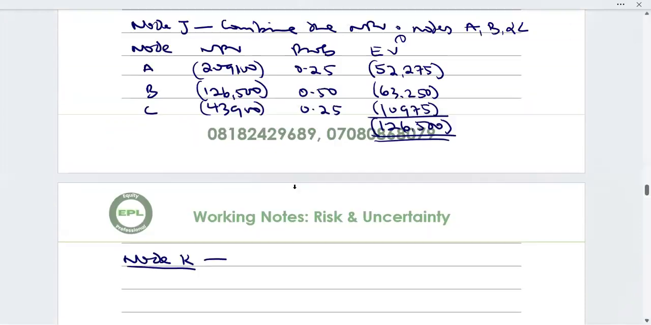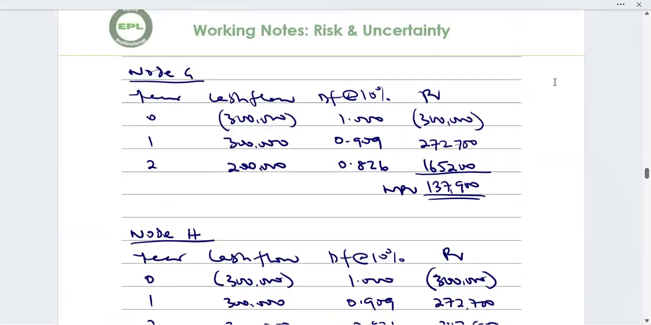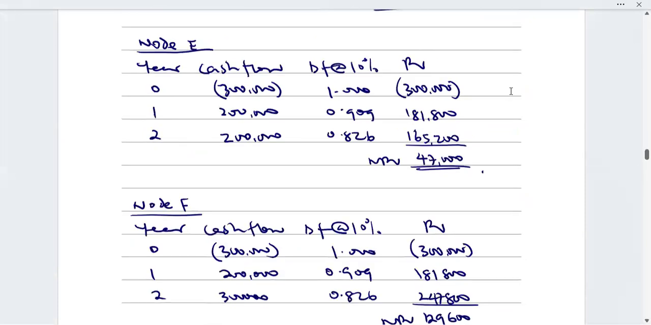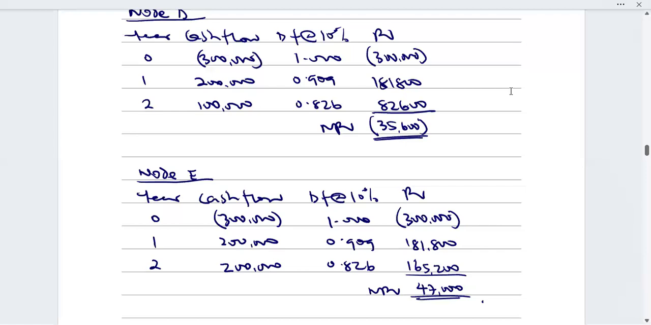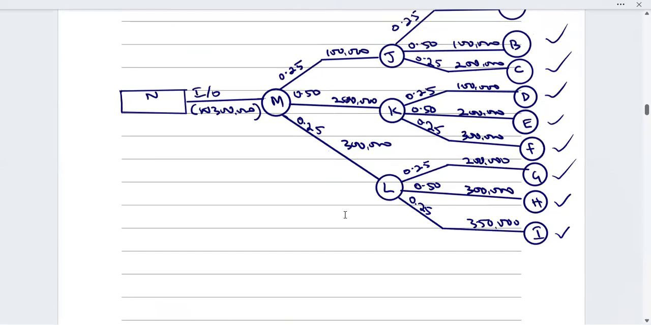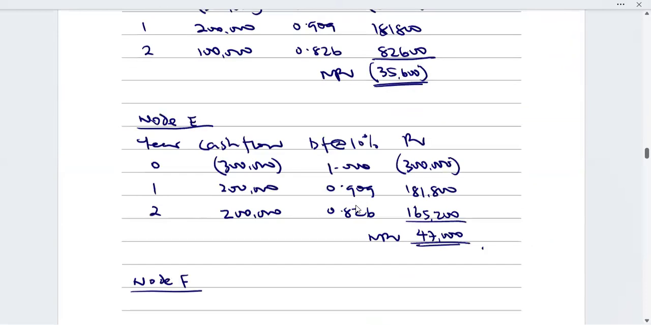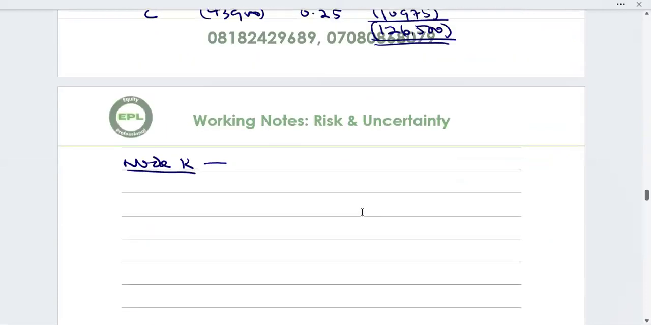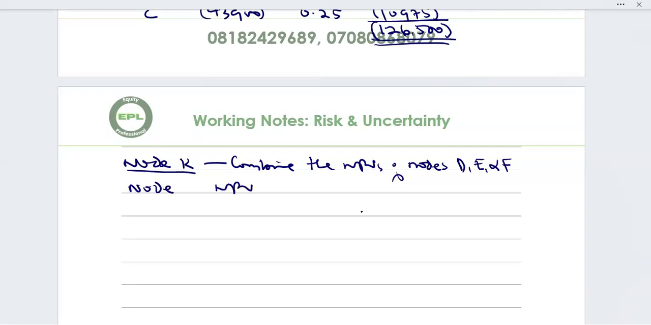Again, for node K, when you look at what we have in our diagram, node K is coming from nodes D, E, and F. Therefore, you combine the MPVs of nodes D, E, and F. So we have the MPV, probability, then expected value.